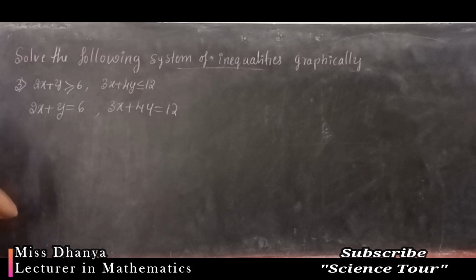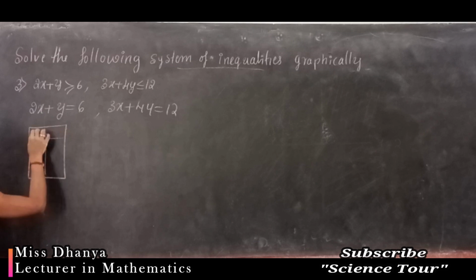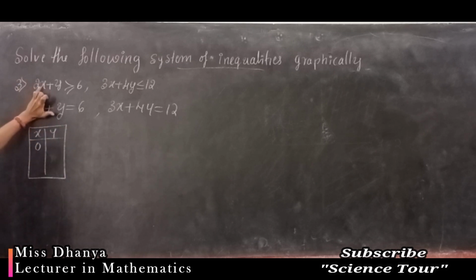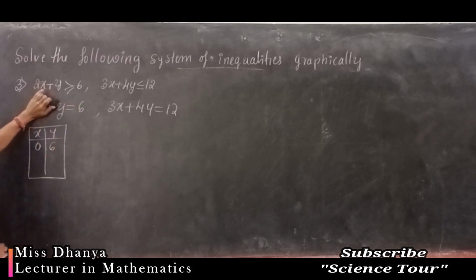Now you have to draw the graph of these two lines, and you need 2 points for each. Find 2 points of the first line using a table of x and y. I will take x equal to 0. When x equal to 0, this term will vanish, and you will get y is equal to 6. So in the y place write 6.